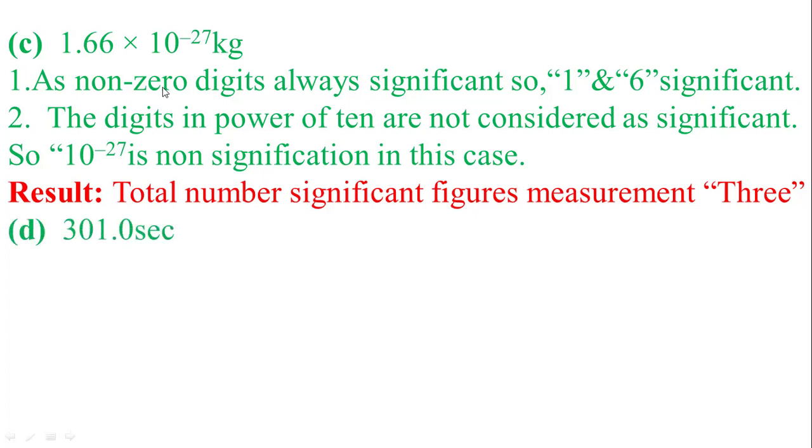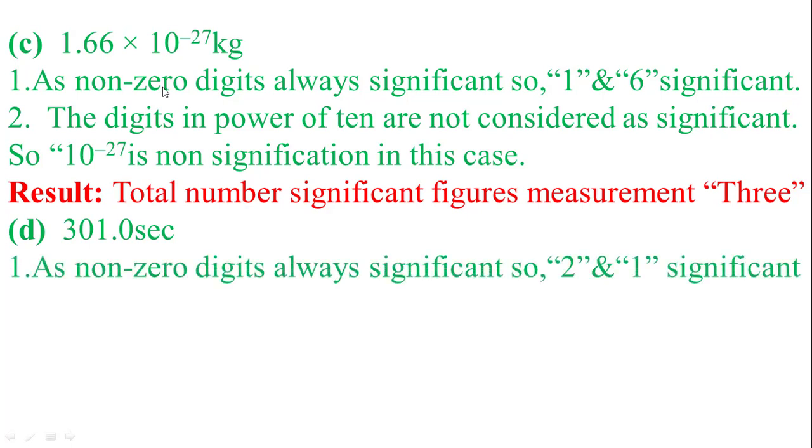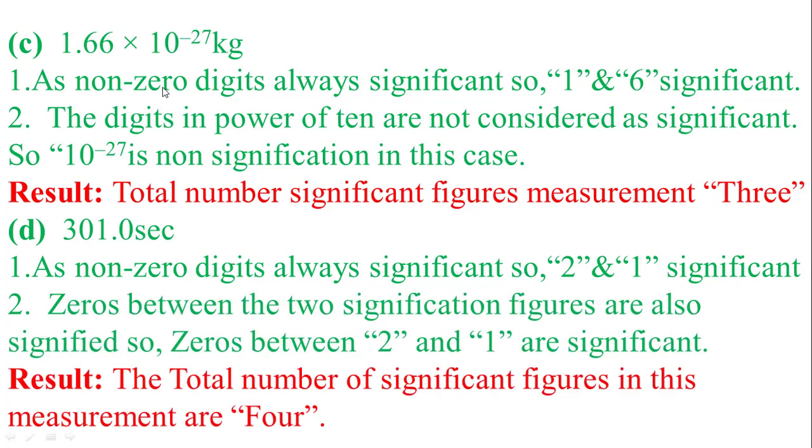In the last part, 301.0, we can see that non-zero digits are always significant. 3 and 1 are significant, and the 0 between two significant figures is also significant. So the 0 between the 3 and 1 is significant. The total number of significant figures in this measurement is 4.